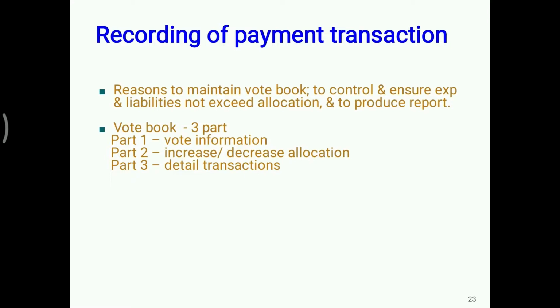Part 2 of the vote book records information on increase or decrease in allocation for the year, such as allocation received for expenditure or cancellation of allocation. Part 3 of the vote book is to record detailed transactions, inflow and outflow, such as the allocation received by warrant, reduction or utilization of allocation, commitment to incur liability, to cancel liability, expenses, reconciliation, closing entries, and balancing accounts.